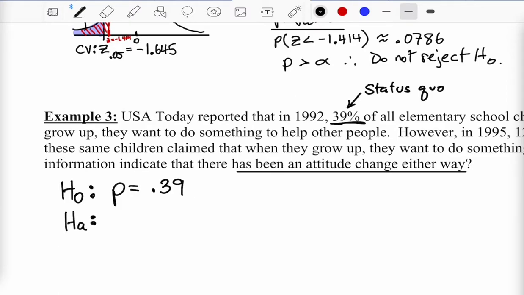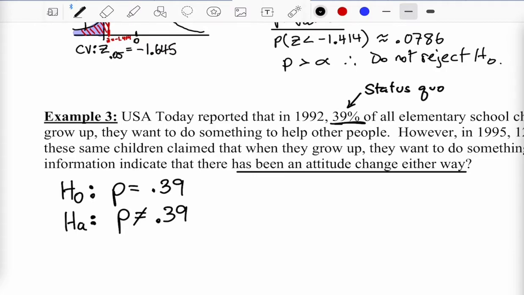That would just say that the population proportion may simply not be equal to 0.39. I don't know which way. This sample of data might give me an indication, but it's just one sample of information. So going into the framework here, we wouldn't necessarily make an assumption one way or the other.